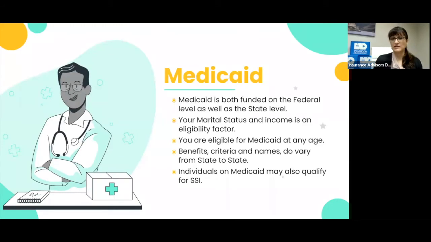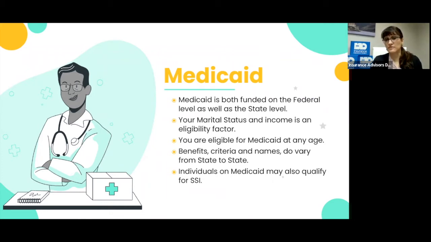Now with Medicaid, Medicaid is funded both on the federal level and also on the state level. Your marital status and income is an eligibility factor. You are eligible for Medicaid at any age. So the benefits, the criteria and even the names of Medicaid vary. In Arizona, it's referred to as Access. In California, it's referred to as Medi-Cal. In Michigan, it's referred to as Medicaid. Most commonly, it's known as Medicaid.